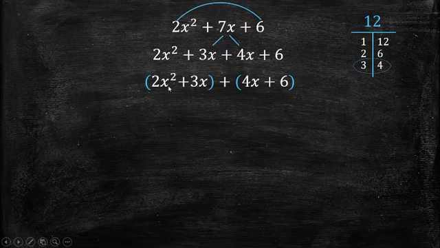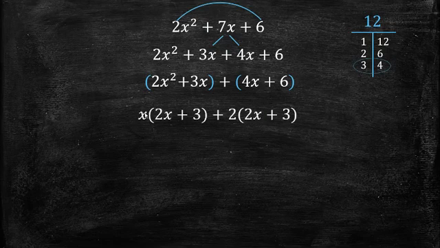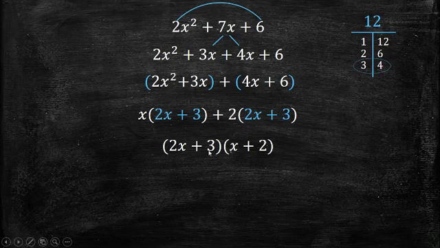So for the first group, 2x squared plus 3x, the only thing these two have in common is an x, so we can factor it out and be left with 2x plus 3. And for these two, they have a 2 in common, so we factor out a 2 and we're left with 2x plus 3. And you see these two match, and that's exactly what we want in the grouping method, because now we have x times this plus 2 times this. So we have something in common in these two terms, 2x plus 3. That can be factored out to be 2x plus 3, and we're left with x plus 2.